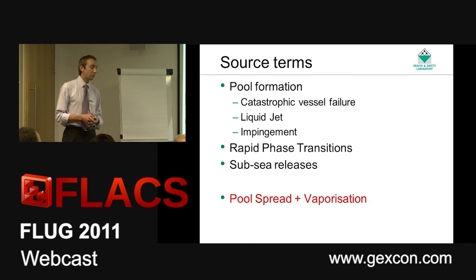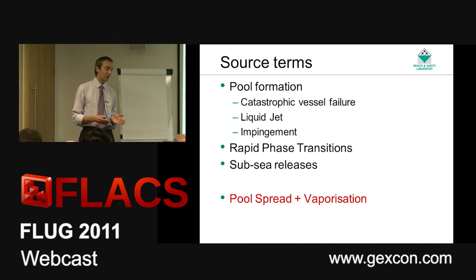Okay, I'm very briefly going to talk about source terms. Source terms is a much harder subject to address because there's so much more uncertainty in what's actually going to happen when you get a release of LNG. There might be a catastrophic vessel failure, you might get a jet release at a height so it all vaporizes before it hits the ground, you might get a pool spread, there might be some impingement, there's rapid phase transitions, subsea releases. It's a lot harder to characterize what's going to happen. In practice, most people when they're modelling this, and certainly most of the experiments, are based on having a pool spreading and vaporizing, so most of the work has been done on that subject.